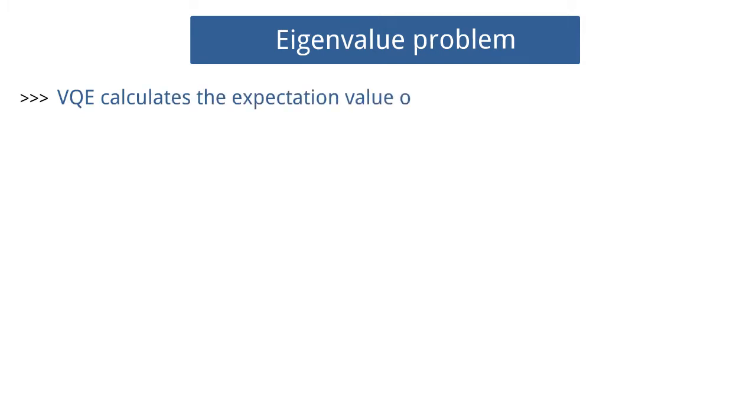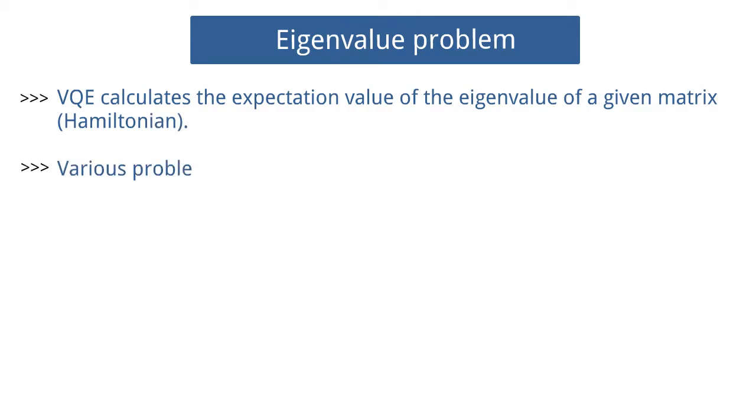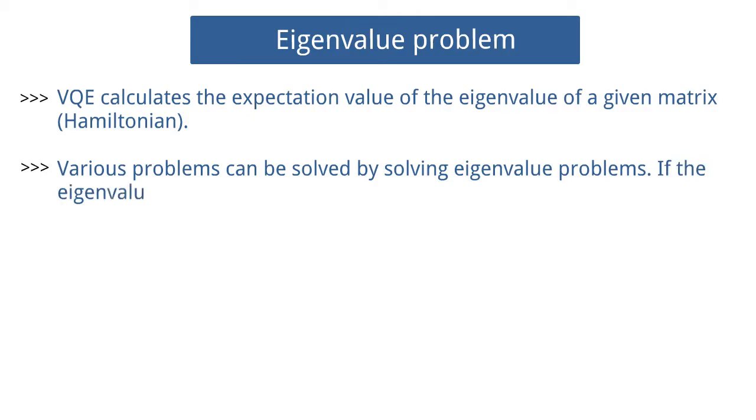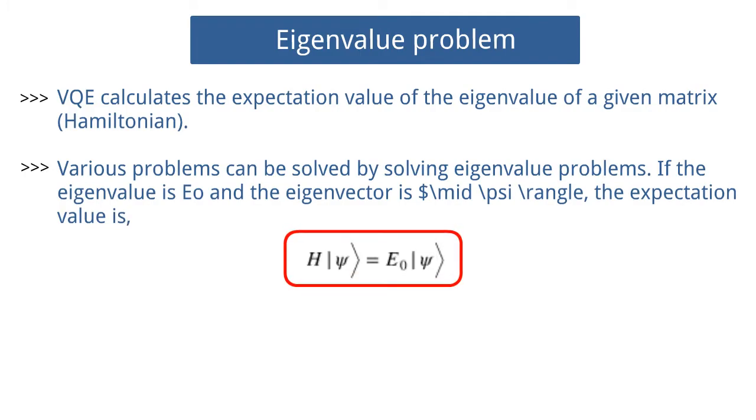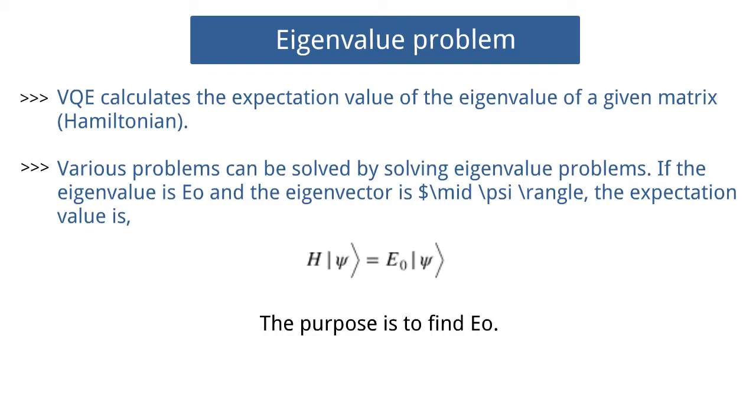Now we will see the Eigenvalue Problem. VQE calculates the expectation value of the eigenvalue of a given matrix Hamiltonian. Various problems can be solved by solving eigenvalue problems. If the eigenvalue is E0, and the eigenvector is |ψ⟩, the expectation value is H|ψ⟩ equals E0|ψ⟩. Here the purpose is to find E0.